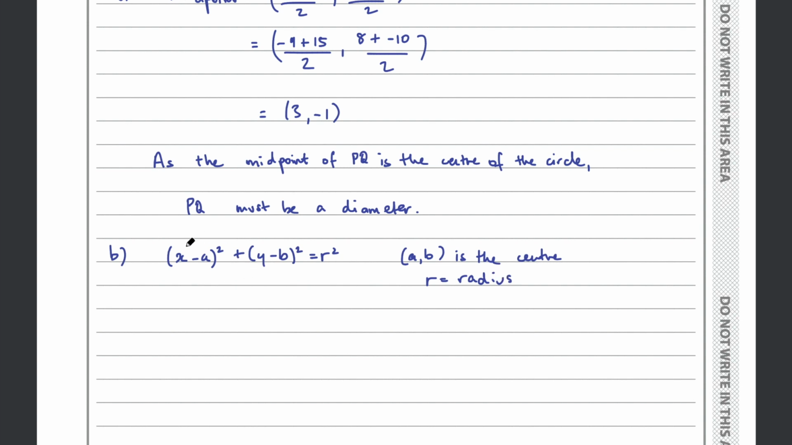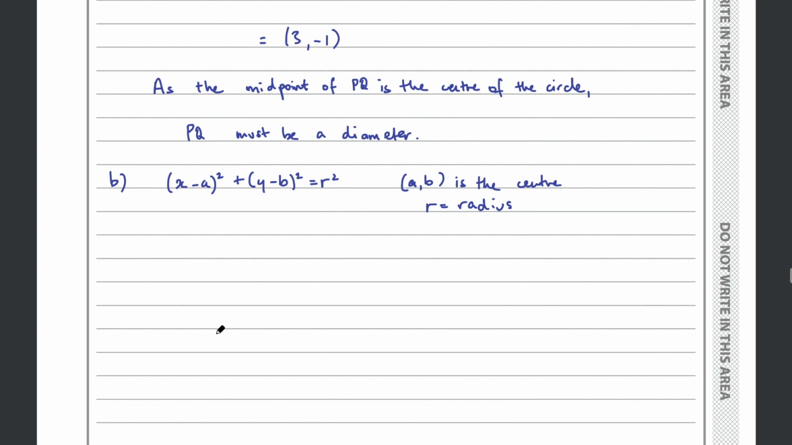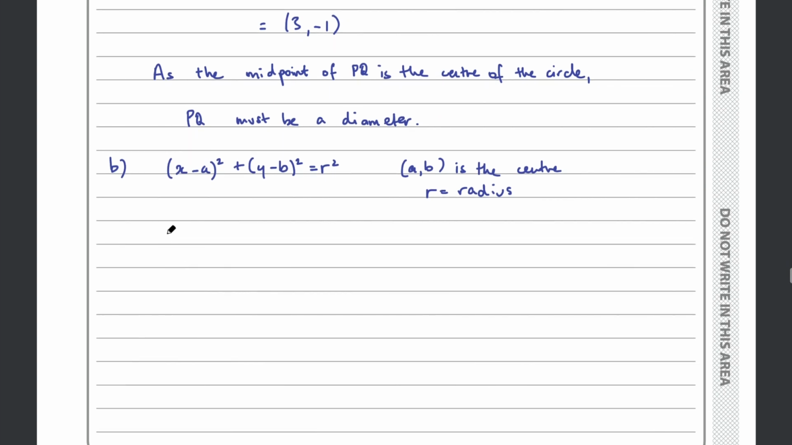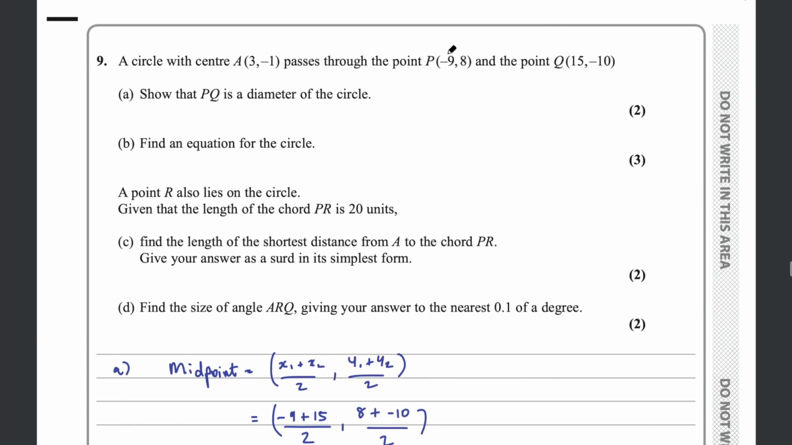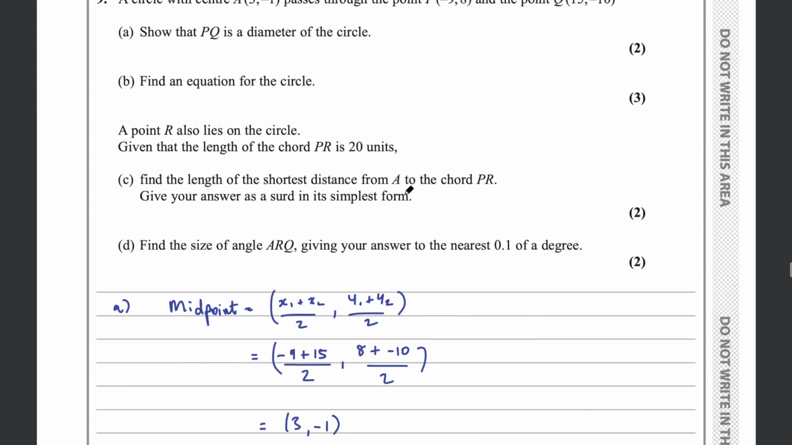So we actually know what the left-hand side of this equation will look like because we have the center of the circle, but we need to find the radius. We can find this using the distance formula. So the distance of A to either of these 2 points, I'll choose P, will give us the radius.